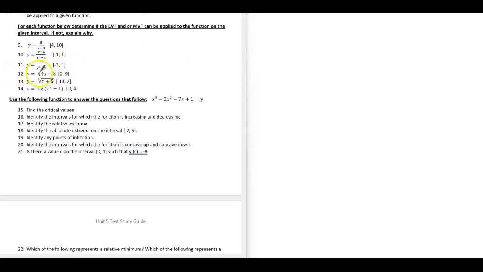Now this is a different function from the first 3 that we looked at. The first 3 that we looked at here in 9 through 11 were all rational functions, but this is a square root function. And so when you look at a radical function, they really don't have any discontinuities anywhere. So we don't have to really worry about that. So since there's no discontinuities, then we already know it's going to be continuous on the closed interval from 2 to 9, which means that at the very least, EVT applies.